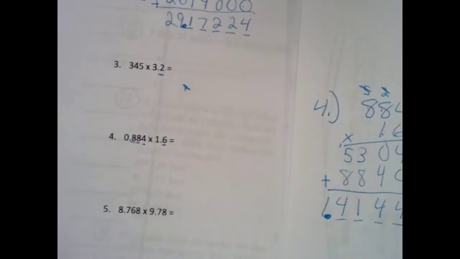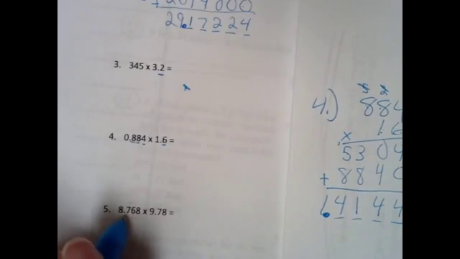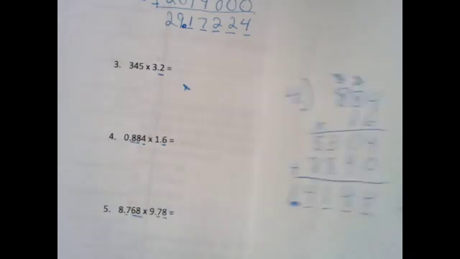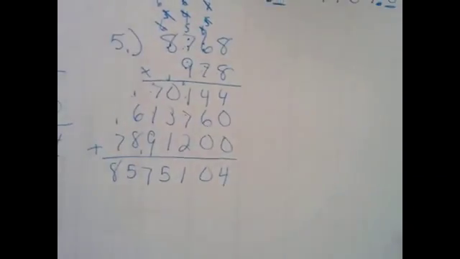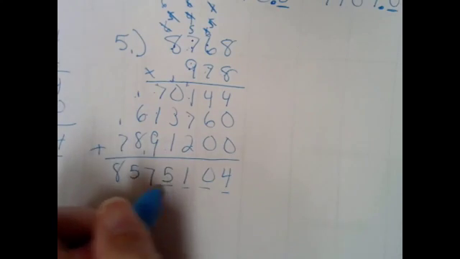We go back to our problem and we count the decimal places. 1, 2, 3, 4, 5. We go to our product and we count 1, 2, 3, 4, 5.